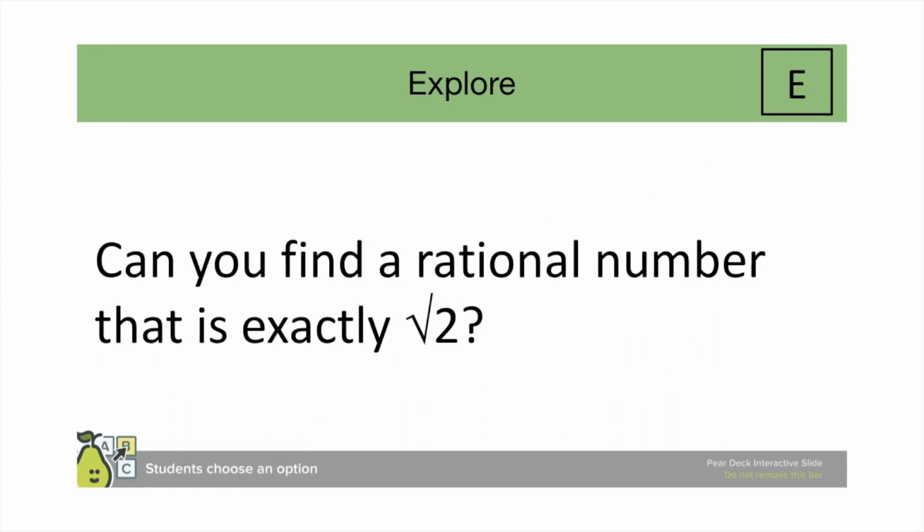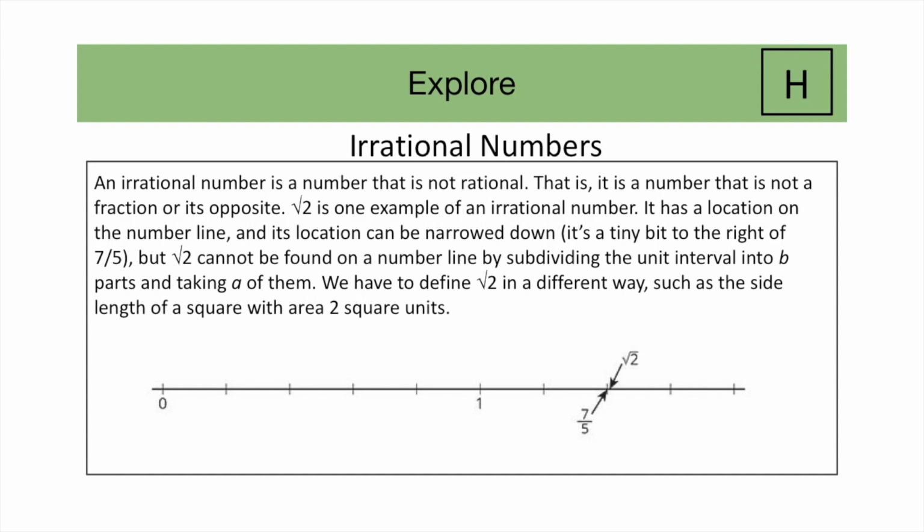Then you're going to ask them, can you find a value, aka a rational number, that is exactly square root of 2? And the answer is no. Now you're going to tell students what an irrational number is. It's a number that's not rational. More specifically, it's a number that's not a fraction or its opposite. You're going to read through the slide and just post this on a vocabulary word wall for your students.